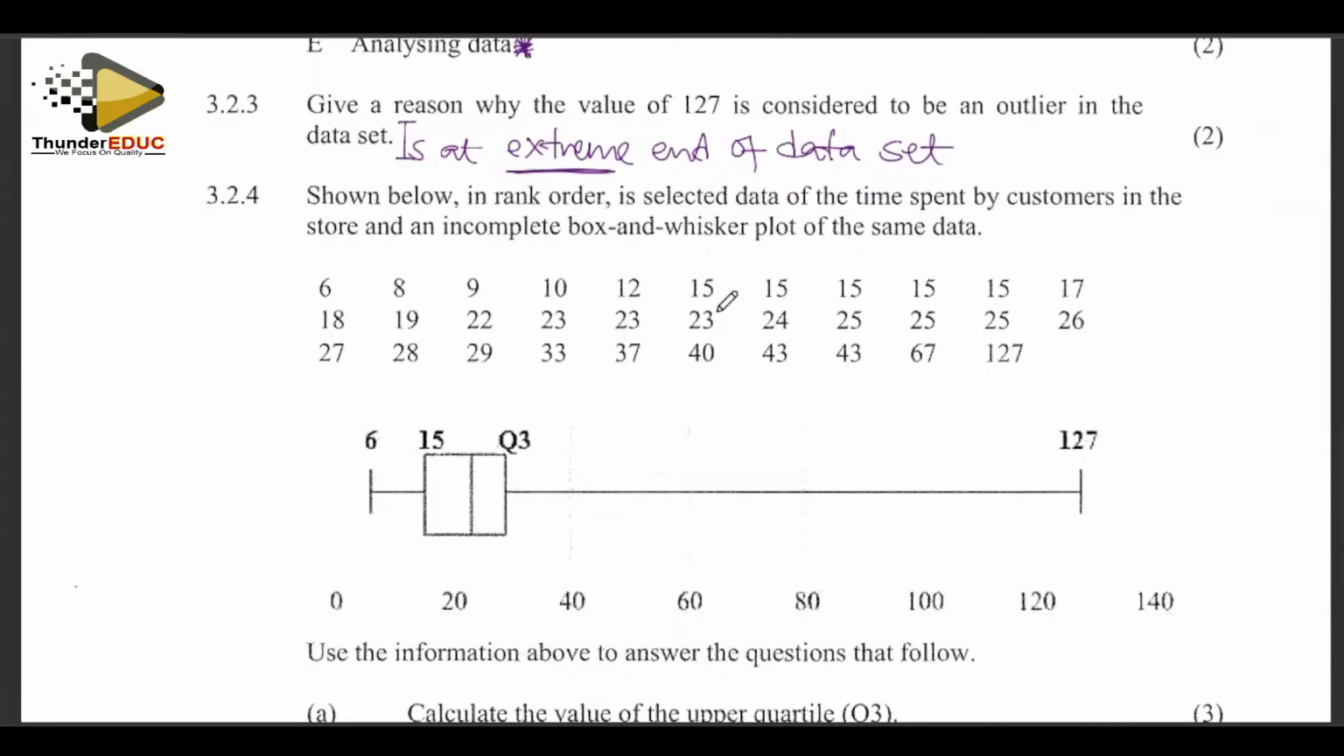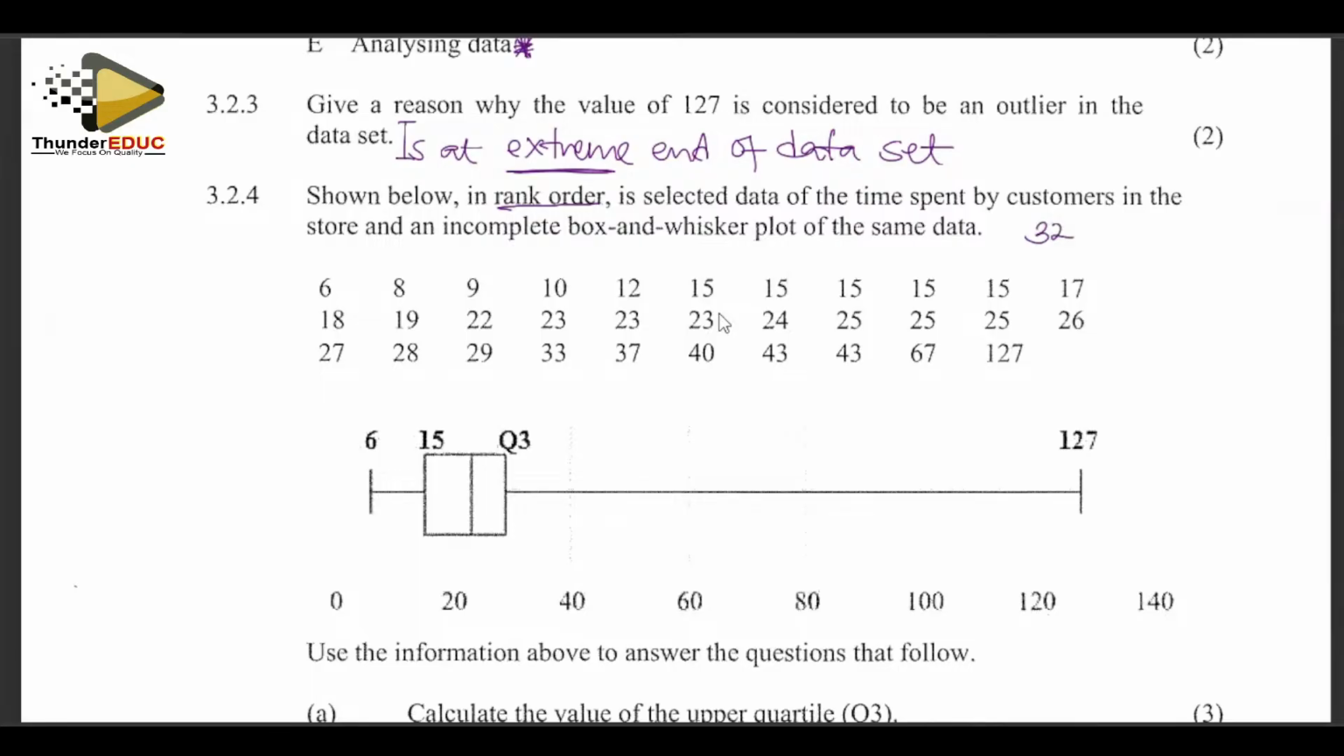Shown below in rank order is selected data of time spent by, take note of that, in rank order. Simply meaning they are from smallest to biggest, which is okay. Time spent by the customers in the store and an incomplete box and whisker plot of the same data. Now, take note, this data is from the one we've just seen above. These are supposed to be 32 values.